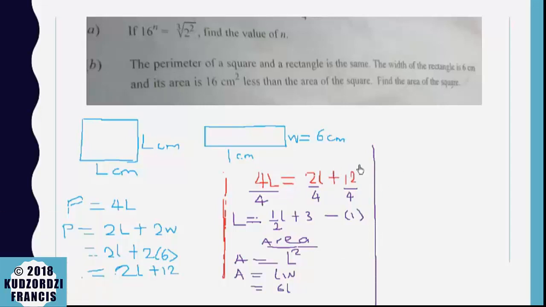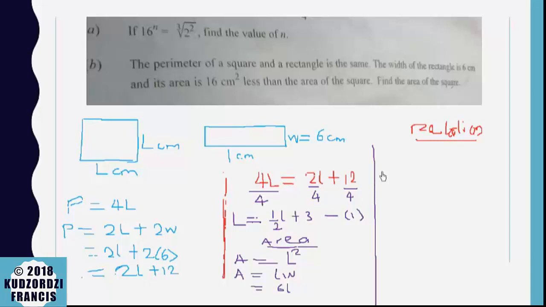Now, the relationship between the two areas. Let's establish the relation. We're told that the area of the rectangle is 16 centimeters less than the area of the square. So if we add 16 centimeters to the area of the rectangle, we'll get the area of the square. Or if we subtract 16 centimeters from the area of the square, we get the area of the rectangle.